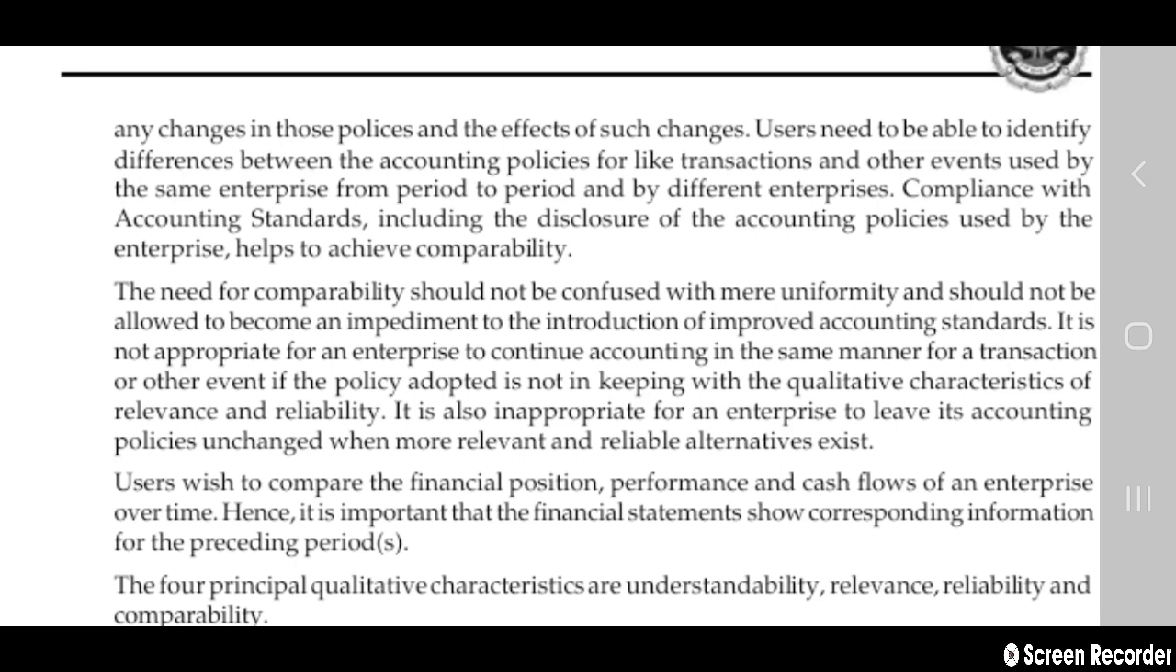It is not appropriate for an enterprise to continue accounting in the same manner for a transaction or event if the policy adopted is not in keeping with the qualitative characteristics of relevance and reliability, and it is also inappropriate.